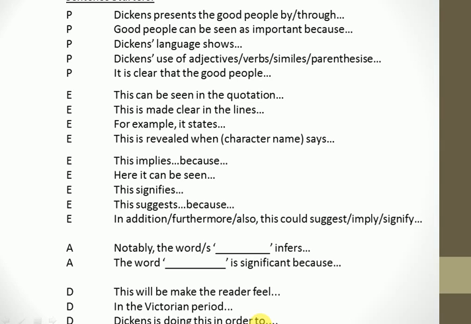You might want to bring in contextual information about the Victorian period, the treatment of children, for example, very relevant. Ideas about religion, perhaps. And also what Dickens is trying to achieve, his purpose, what his motives are, his worries and fears and concerns about the poor. So that's important as well.